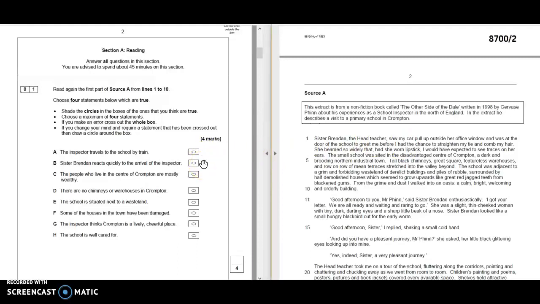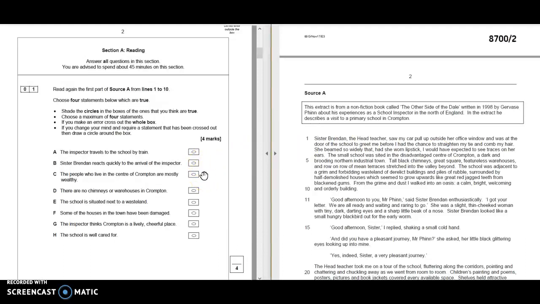Next one. Sister Brendan reacts quickly to the arrival of the inspector. Let's have a look. It says here, she was at the door of the school to greet me before I had the chance to straighten my tie and comb my hair. So that phrase shows us that she was there very quickly. So that one would be true.